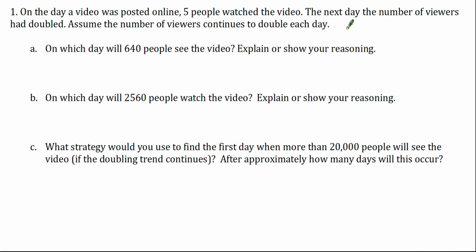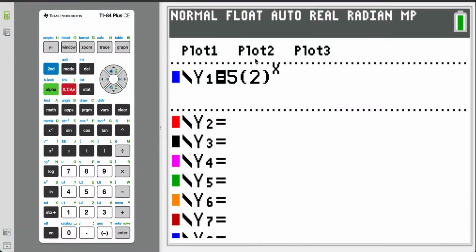So my function, I can say, would just be 5, my initial amount, times my growth factor of 2 to whatever variable I want to use, x or d for days or t for time. So now, if I want to figure out on what day 640 people saw the video, well, I need to figure out 5 times 2 to what power equals 640. So to do that, I can use the table feature on the calculator. So I already have this function typed into y equals 5 times 2 to the x power.